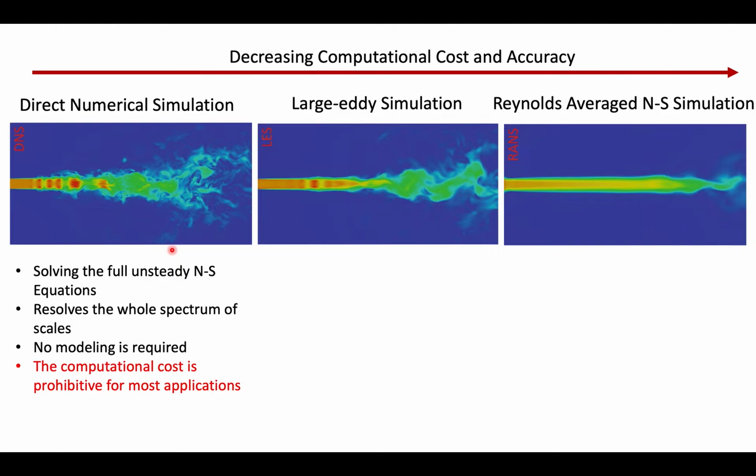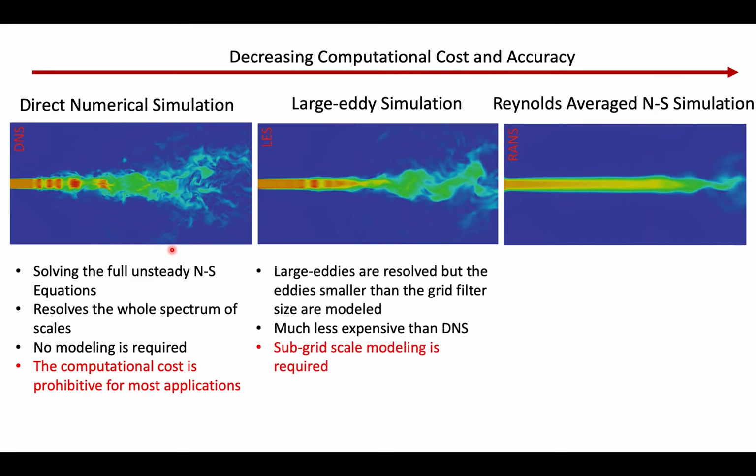So we cannot really do this for many applications. It can be done just for a limited number of applications where the Reynolds number is not that large. So the second approach, which is kind of in between Reynolds-averaged Navier-Stokes, or RANS, and DNS, is large eddy simulation that we talked about. In large eddy simulations, the large eddies are resolved, but the eddies that are smaller than the grid filter size are modeled.